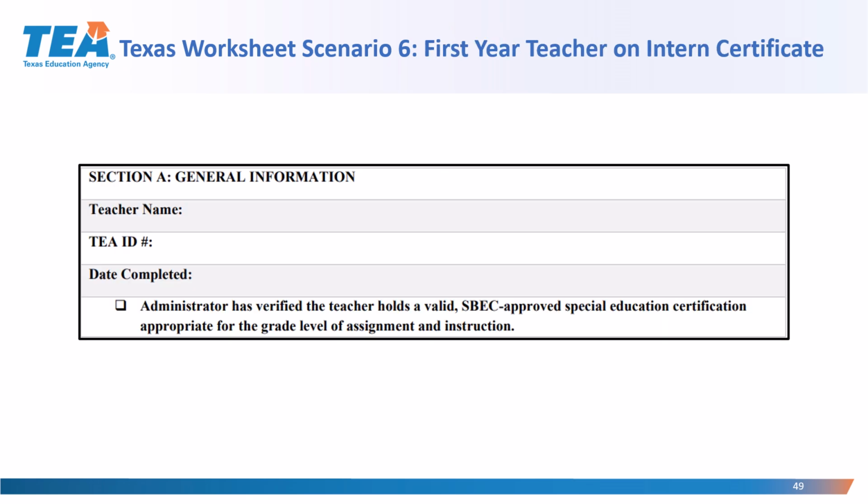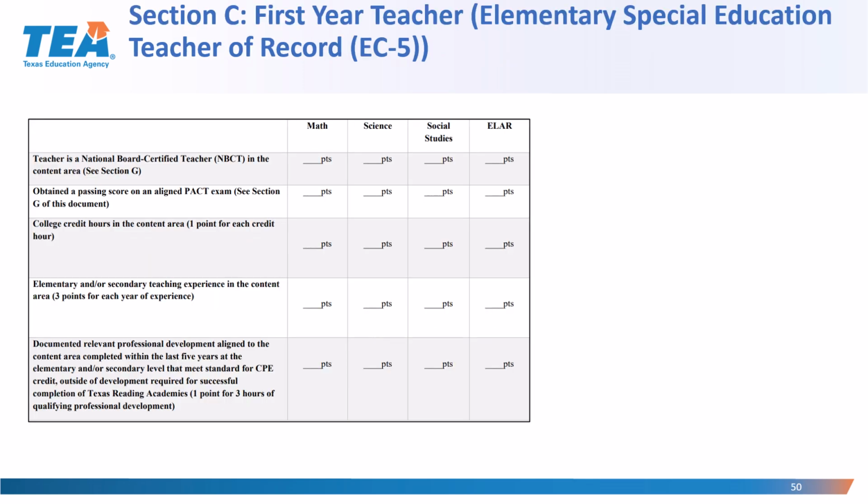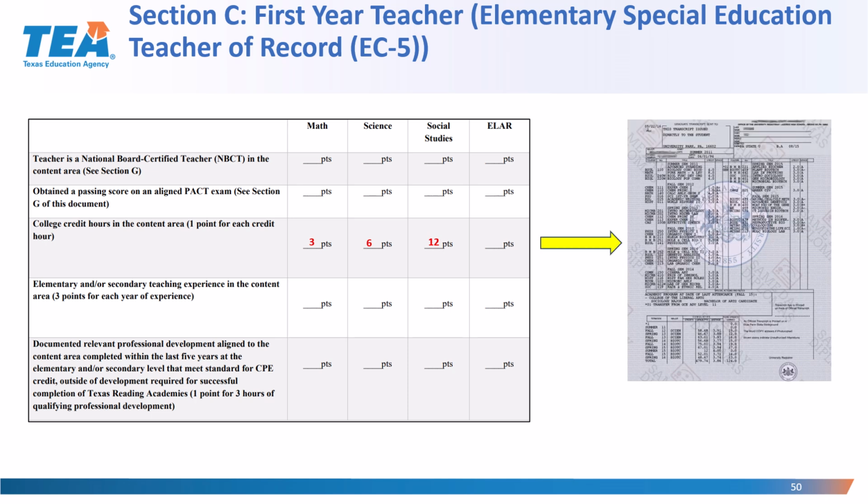First, Section A of the worksheet will be completed with the teacher's name, TEA ID number, the date the worksheet was completed, as well as the additional verification that the educator holds an appropriate special education certification. Next, Ms. Holly's total points will be calculated in Section C for elementary special education teachers of record. Ms. Holly's undergraduate coursework hours will be documented in the appropriate row here, as verified on a copy of her transcript.